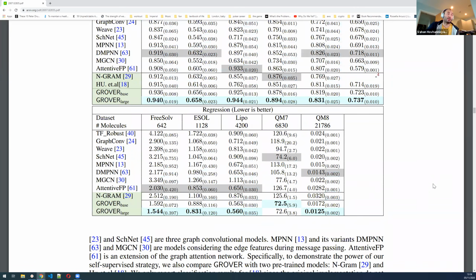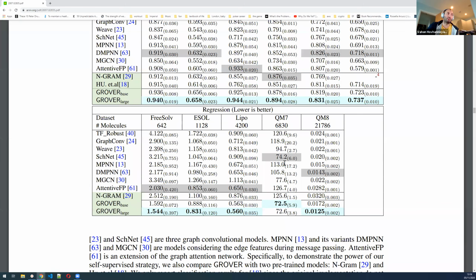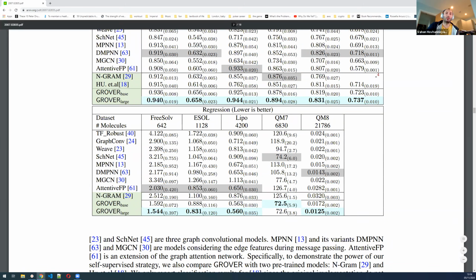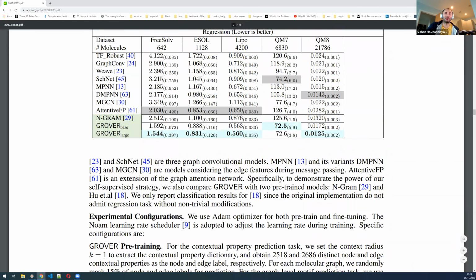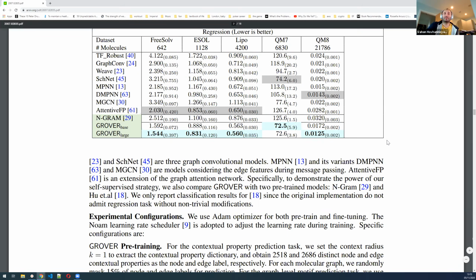They also say that on the databases that have particularly many unlabeled data points, Grover outperforms more, which makes sense because of the self-supervised pre-training, right? Oh, thanks for answering the questions, Carlos. I missed all of those. Okay, any comments?